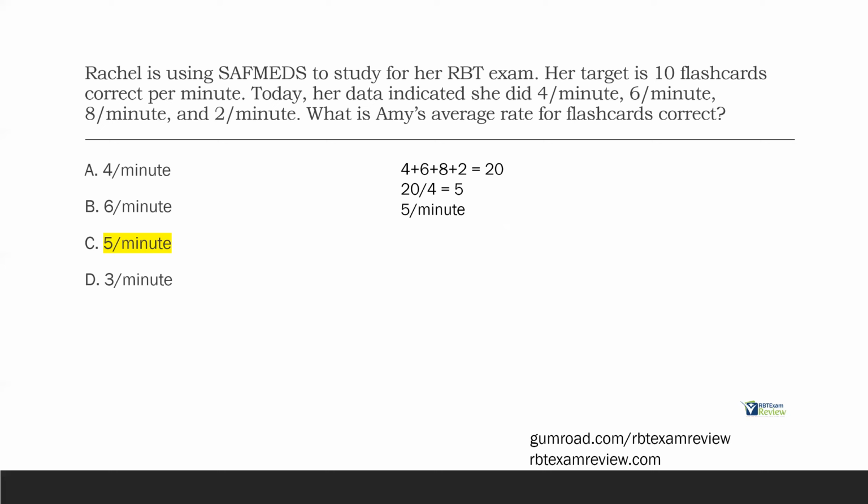On the exam, you might have to conduct, okay, an average math problem. But this is how simple it is, right? If you can do an average, you can do this problem. This should not be a hard problem either, right? They give you all the data. You're simply adding it up and dividing it and finding the average. So the average rate for flashcards correct is 5 per minute.